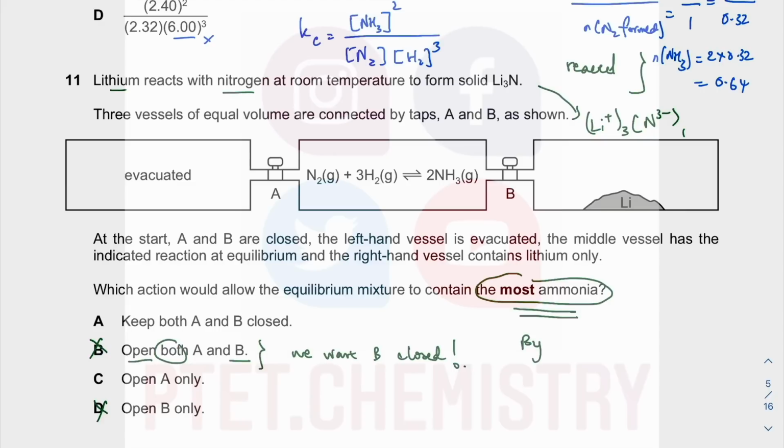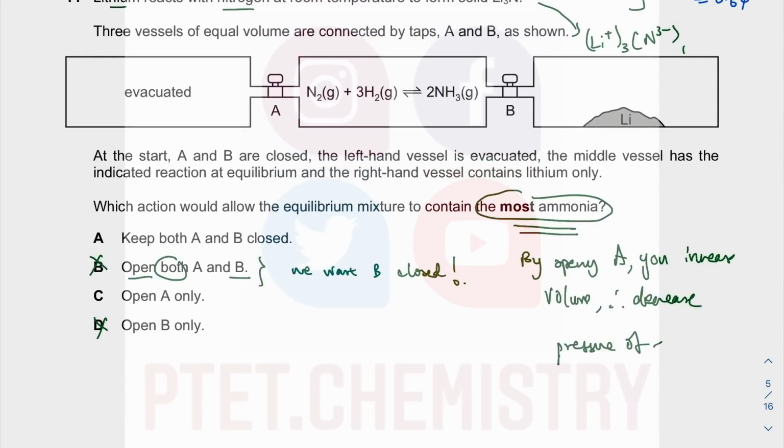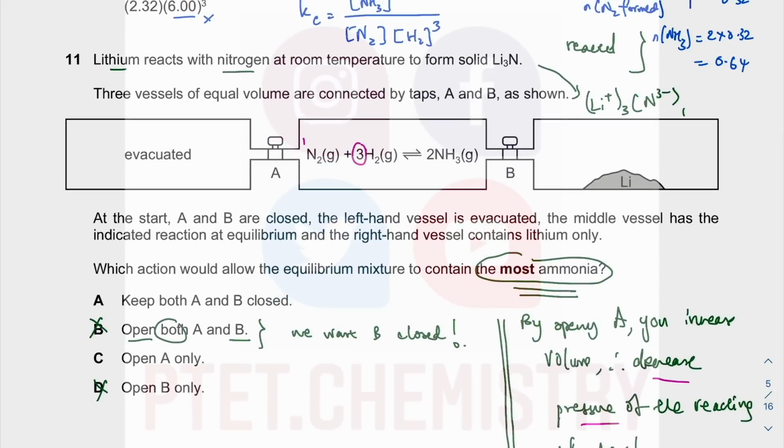So by opening A, you increase volume, therefore decrease the pressure of the reacting chamber. Okay, so you can think about that, and then you can think about what happens when we decrease pressure. This reaction has 1 mole plus 3 moles of gas, so you have 4 moles of gas on the left hand side. And here you have 2 moles of gas on the right hand side.